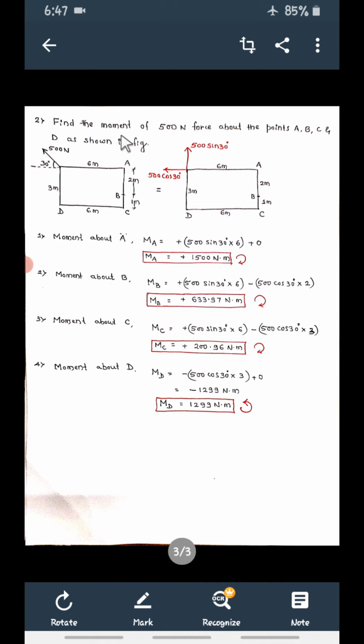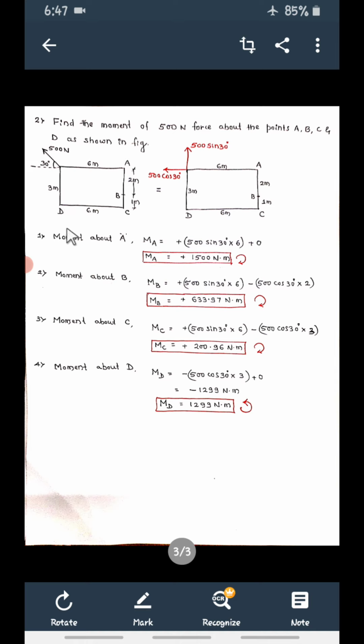Find the moment of 500 Newton force. Now see, find the moment of 500 Newton force about the points A, B, C and D. So at these points you have to find the moment of this 500, that is MA, MB, MC and MD.